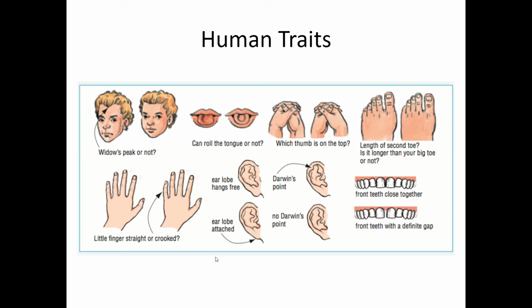Most human traits are autosomal traits, meaning that they are inherited on autosomes, but there are some traits that are inherited on sex chromosomes. Most traits are just coded for on these chromosomes, like these that you see here: widow's peak, hanging earlobes, some of these other things that I've never heard of, like Darwin's point, but you can see if you have those things.